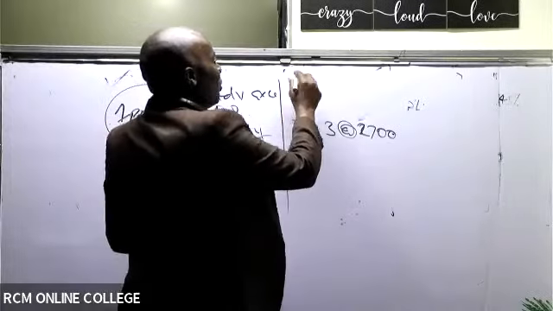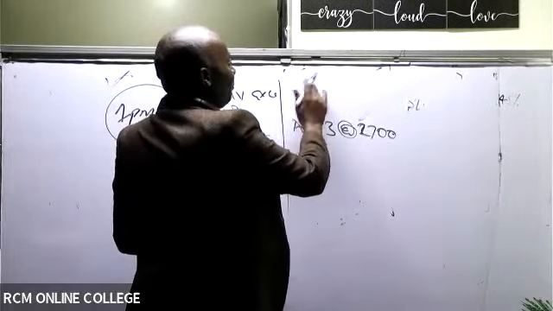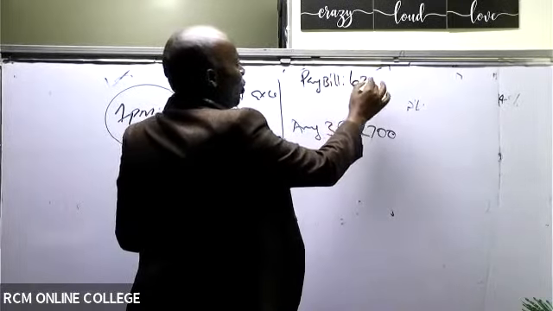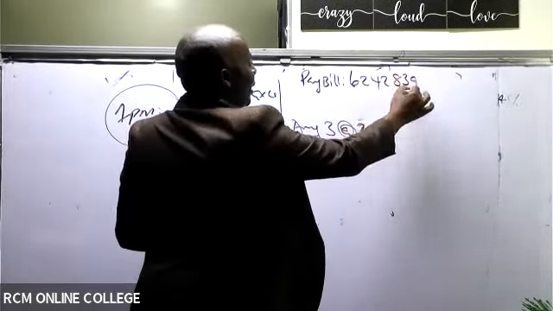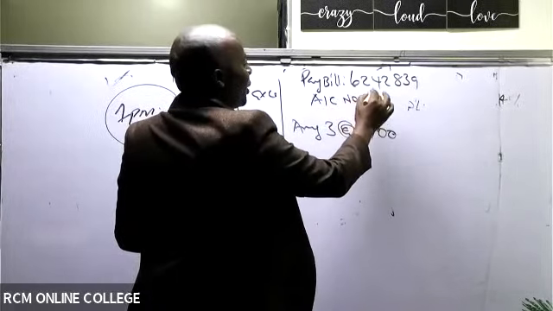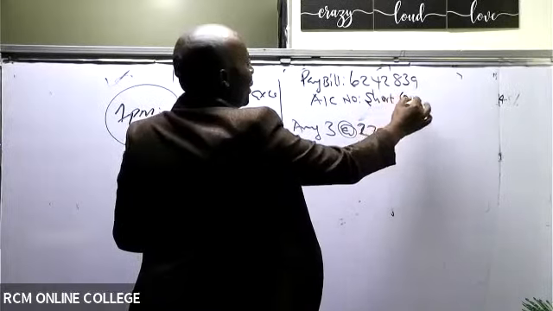Somebody's asking how do you forget this? Our pay bill. You must have paid us a long time ago then. Our pay bill is 62,42,839. For the account number, you simply write short courses.